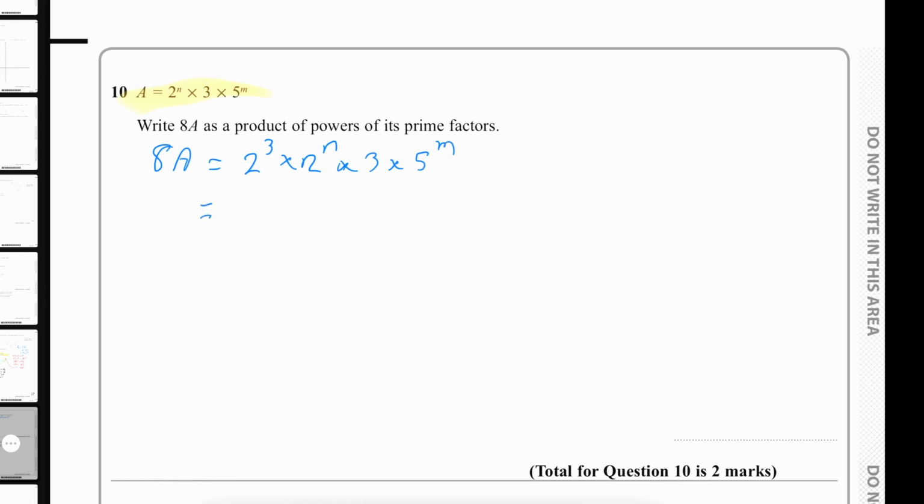Using indices rules, we're going to say 2 to the power 3 times 2 to the power of 2. When we do that, we can just say 3 plus n times 3 times 5m. And that's our final answer.